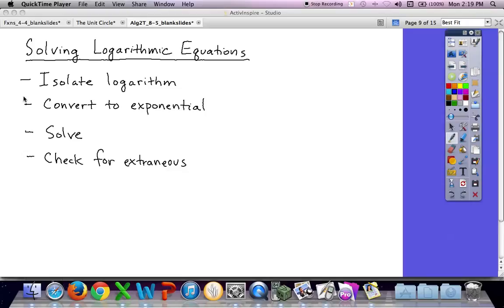quiz today. How do you convert a logarithm to an exponential? That's what you do on the next step. And once you do that, you will have an equation, like it could be linear, it could be quadratic, it could be any of the things that we've studied before. You need to solve that.